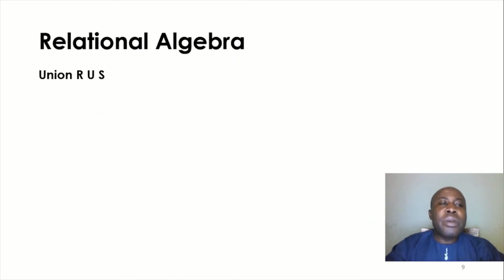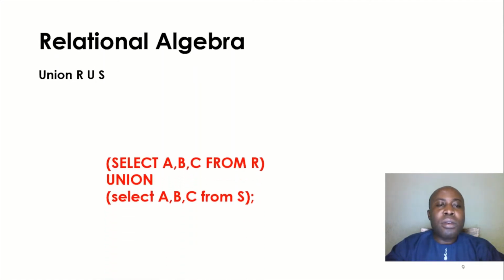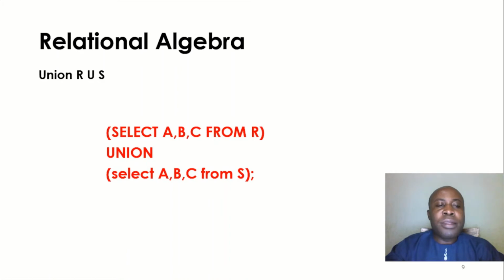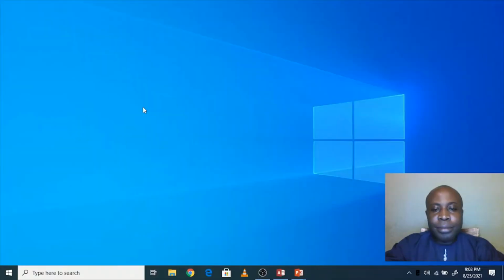I continue with the union. So union will combine the rows in R and the rows in S in a single table. This is how you use union. Select A, B, C from R, union, select A, B, C from S.